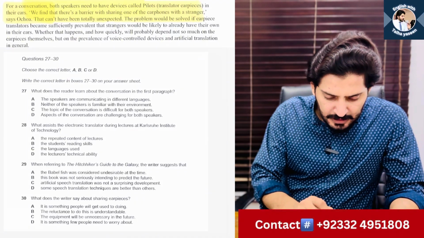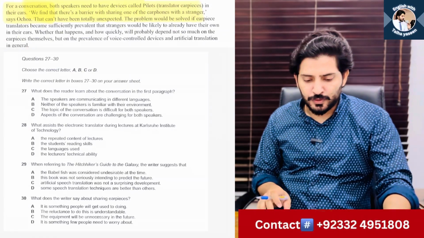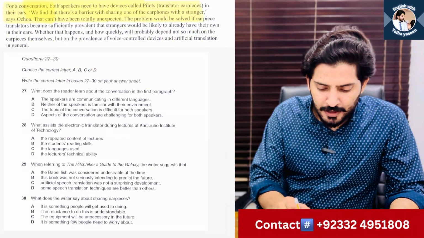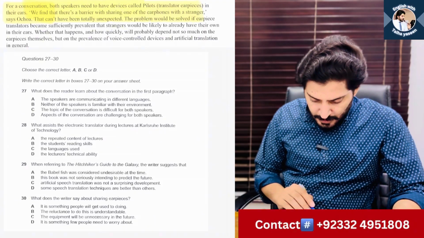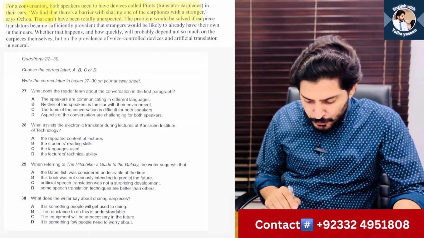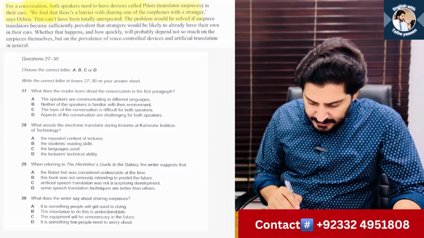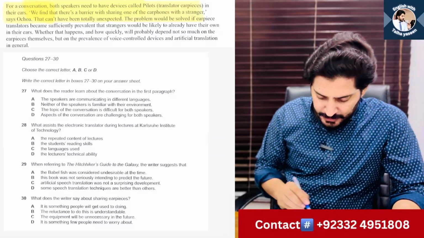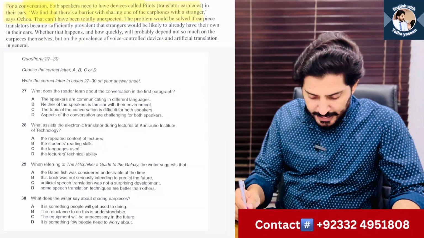If we look at the passage, he says we find that there is a barrier with sharing one of the earphones with a stranger. The question, what does the writer say about sharing earpieces? A. It is something people will get used to doing. No, the reluctance to do this is understandable. Yes, barrier with sharing represents the reluctance. So B will be our right answer.